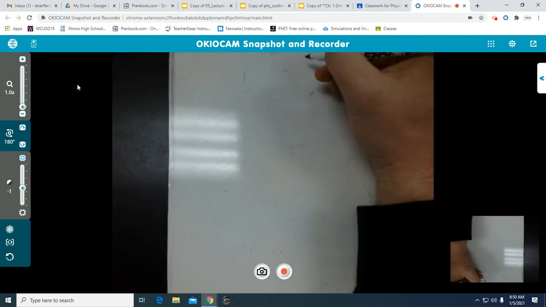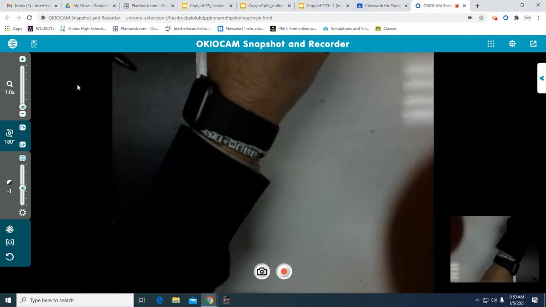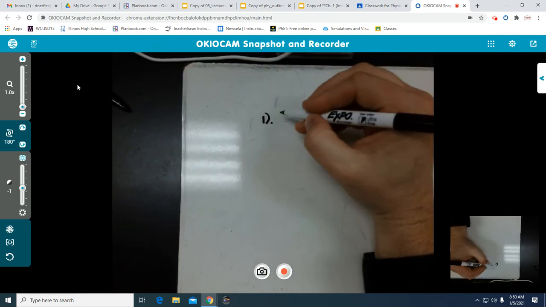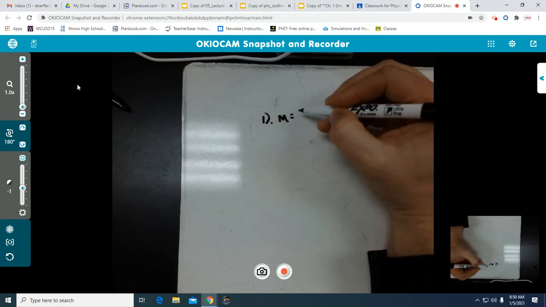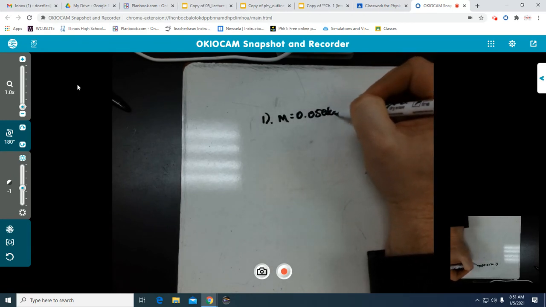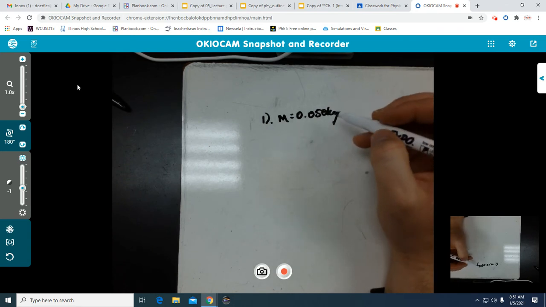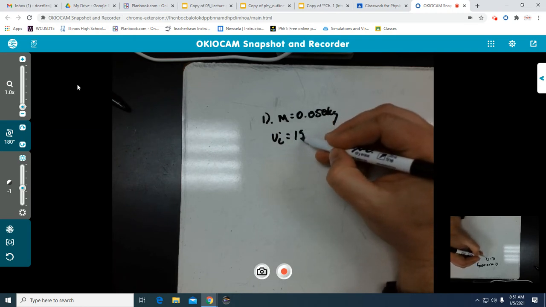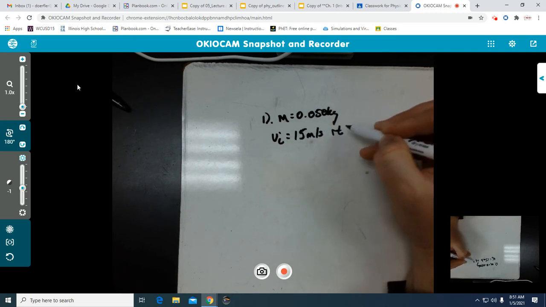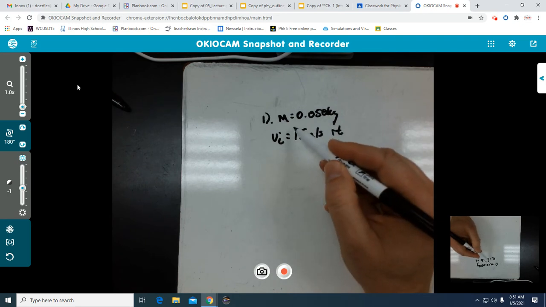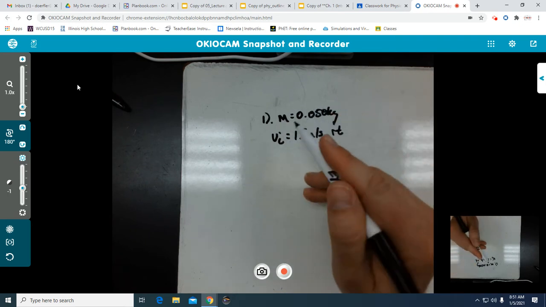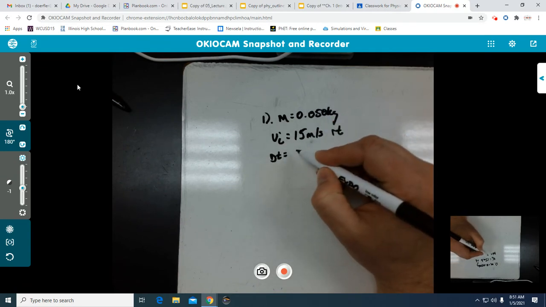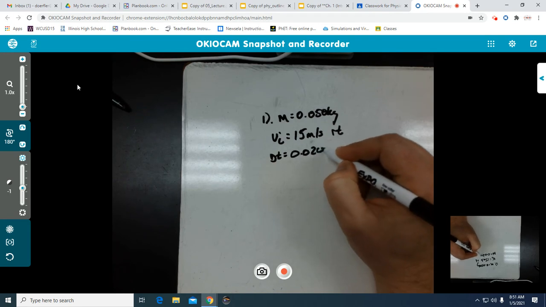Okay, so again, we are doing number 1 here. And first, let's write down what we know. We know the mass of the football is 0.050 kilograms, again making sure we have kilograms as our mass. We know that we had a VI, or initial velocity, of 15 meters per second to the right. So that's going to mean I have a known positive sign here. We know that this time interval to stop the ball was 0.020 seconds.